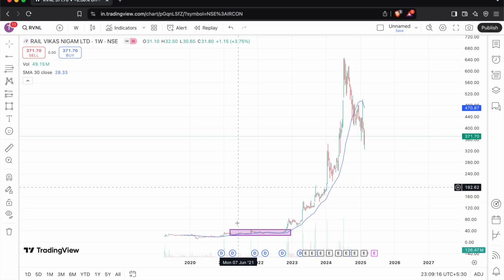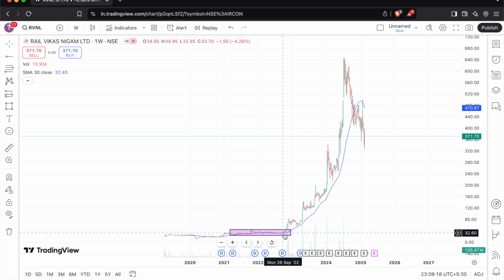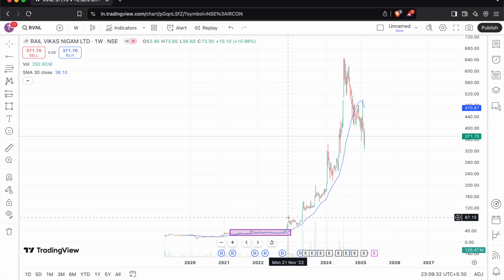So let's look at RVNL. This is stage 1. This is the stage 1 breakout into stage 2, and after forming stage 2 it's moving with higher highs and higher lows. Here you would have bought the stock. It formed a base here, didn't give a pullback, and moved higher.